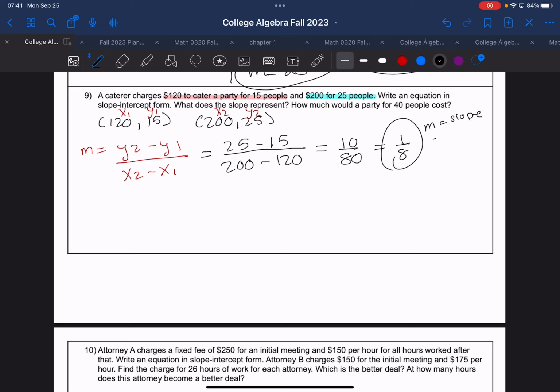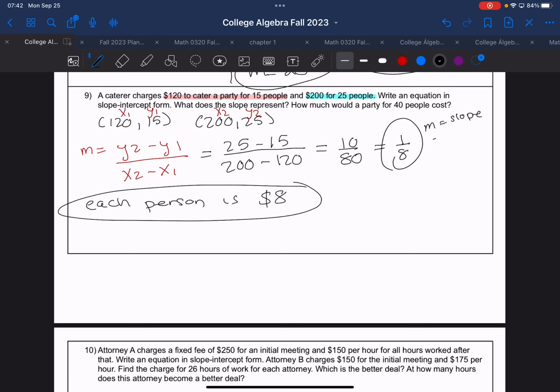It says, what does the slope represent? So what does this 1/8 represent in terms of this problem? Per person, it costs how much? $8. Okay, so each person is $8. Okay. Our question here is how much would the party cost for 40 people?